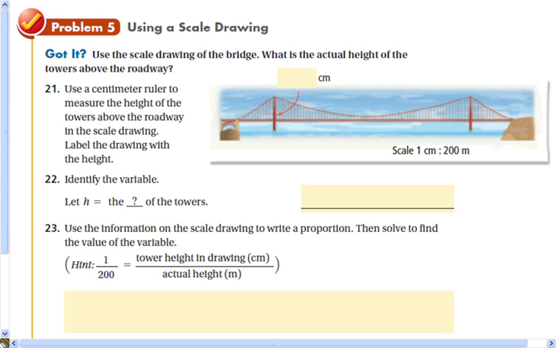All right, using a scale drawing. So in this problem, we are going to use the scale drawing. Now, if you measure this little post here on your paper, when I measured it, I got 0.8 centimeters. And we're going to let h equal the height of the tower. And then, since we have a scale of 1 to 200, we're going to use that as our ratio, 1 being the drawing scale, 200 being the actual size, and that's in meters.